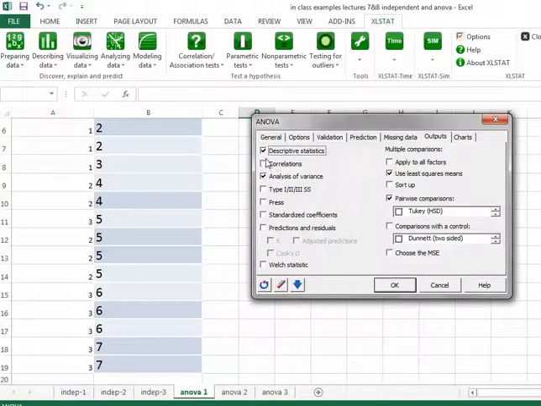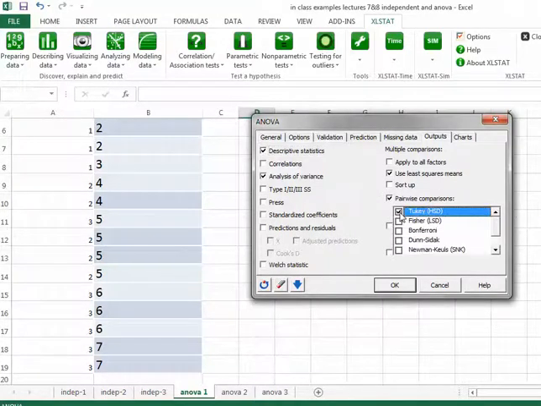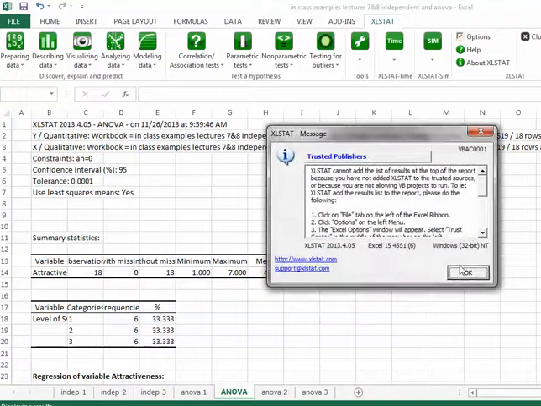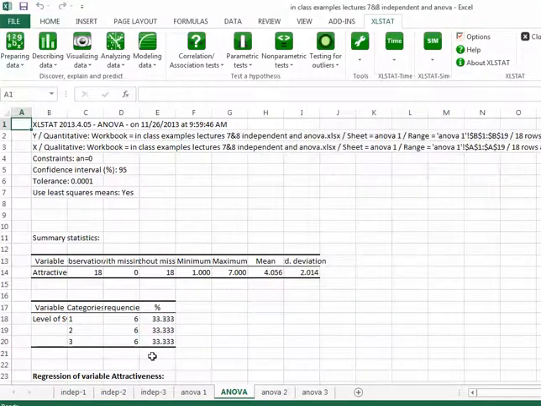Now for outputs, we definitely want descriptive statistics. We want the analysis of variance. And you can do the pairwise comparison, and usually one will do the Tukey. So if you remember from looking at the lecture notes, in an analysis of variance, to see if there are significant differences between the subgroups, you actually have to run the follow-up pairwise comparisons or t-test. So that's what we're doing here. So we're going to click OK. We'll get this message again, and then we're going to click OK. That's fine.